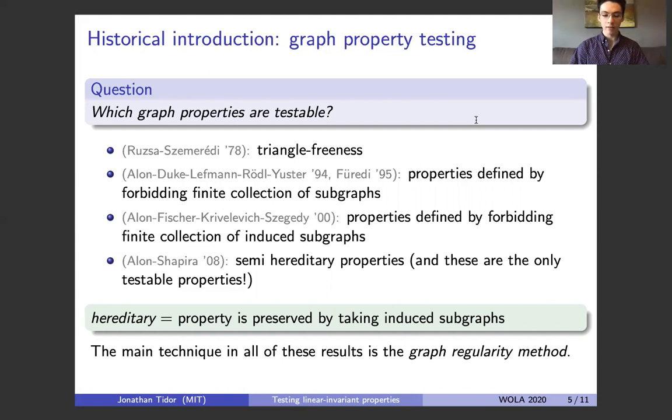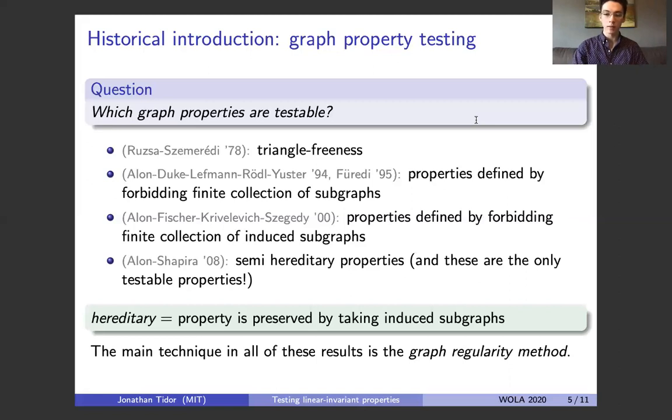Now, I don't have enough time to talk about the methods used to prove these results, so let me just say one sentence. There's a technique called the graph regularity method, which uses Szemerédi's graph regularity lemma applied to a graph. This technique is the main technique used in all of the results on the slide in more and more advanced ways. So that's all I want to say about graph property testing.